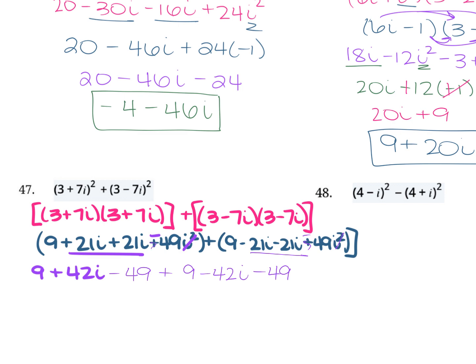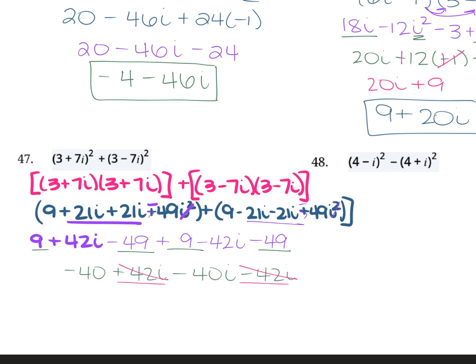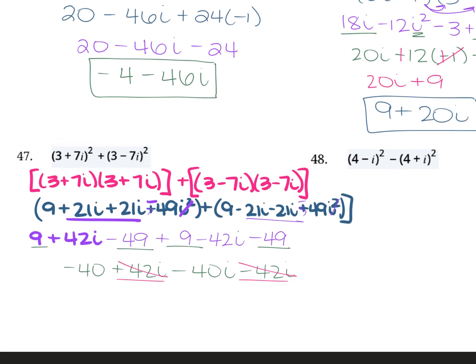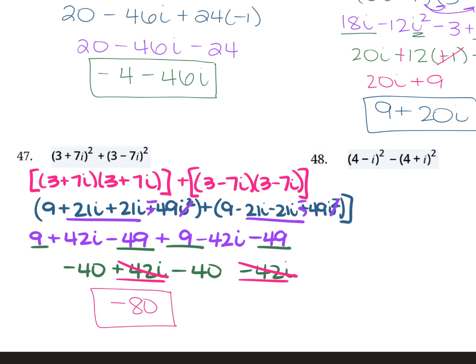So from here, you're just going to combine like terms. You have 9 minus 49, which is negative 40, plus 42i. Again, 9 minus 49 is negative 40, minus 42i. Your i terms are opposites, so they're going to cancel each other out. Your 40 should not have an i. That negative 40 minus 40, same signs, keep the sign, add the numbers. That's just going to give you negative 80.